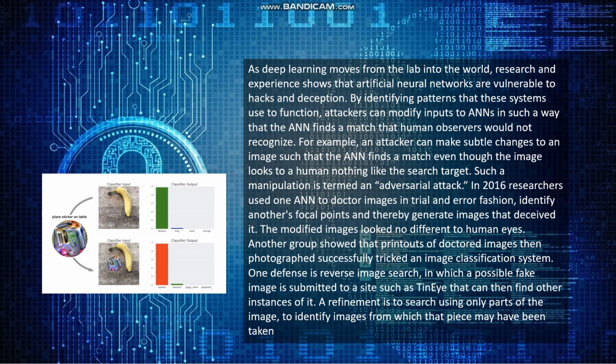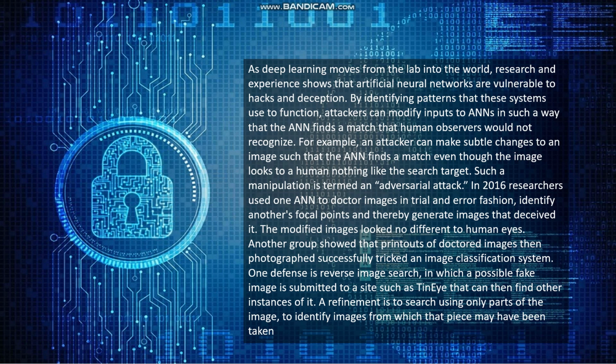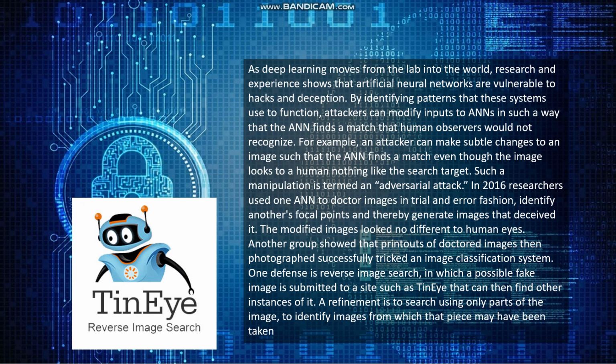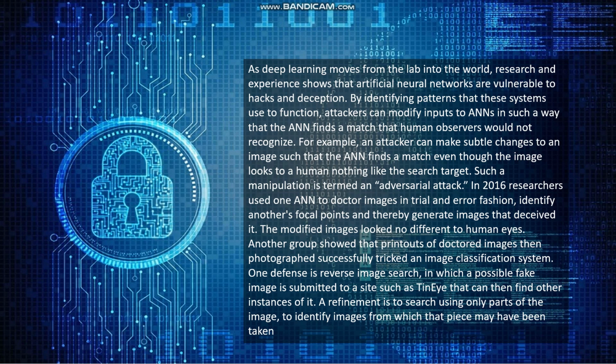In 2016, researchers used one ANN to doctor images in trial and error fashion, identify another's focal points, and thereby generate images that deceived it. The modified images look no different to human eyes. Another group showed that printouts of doctored images, then photographed, successfully tricked an image classification system. One defense is reverse image search, in which a possible fake image is submitted to a site such as TinEye that can then find other instances of it. A refinement is to search using only parts of the image to identify images from which that piece may have been taken.